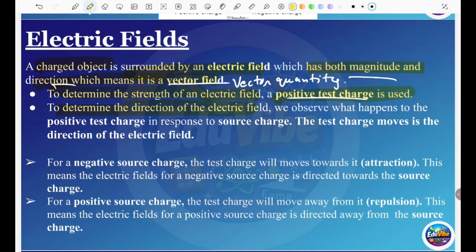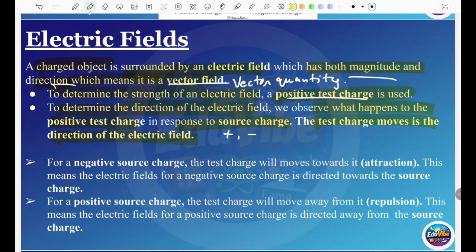But first we will do the conceptual aspect of how to do this. The direction of the electric field can be determined by observing what happens to the positive test charge in response to the source charge. The positive test charge is always positive, and the source charge is positive or negative. How the test charge responds is related to how we find the direction and strength of the electric field. The direction the test charge moves, whether away or towards, tells us the direction of the electric field.